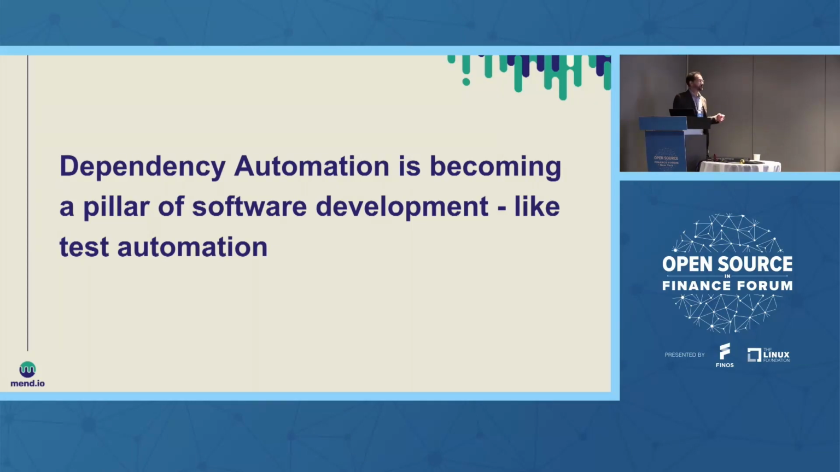Okay. So dependency automation really is becoming a pillar of software development like test automation. You should have a system to detect, to update, and weigh up your risk.